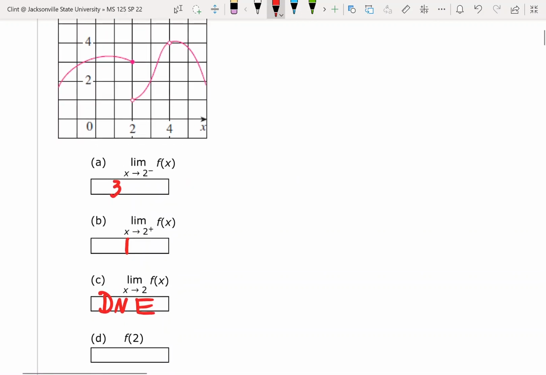D part wants us to find f of 2. So nothing fancy there. We're not doing a limit. It just wants to know if we plug in 2 to this function, what y value we're going to get out of it. So you just look to see where the point on the graph at 2 is. And on this one, it's up here. That's at 3.